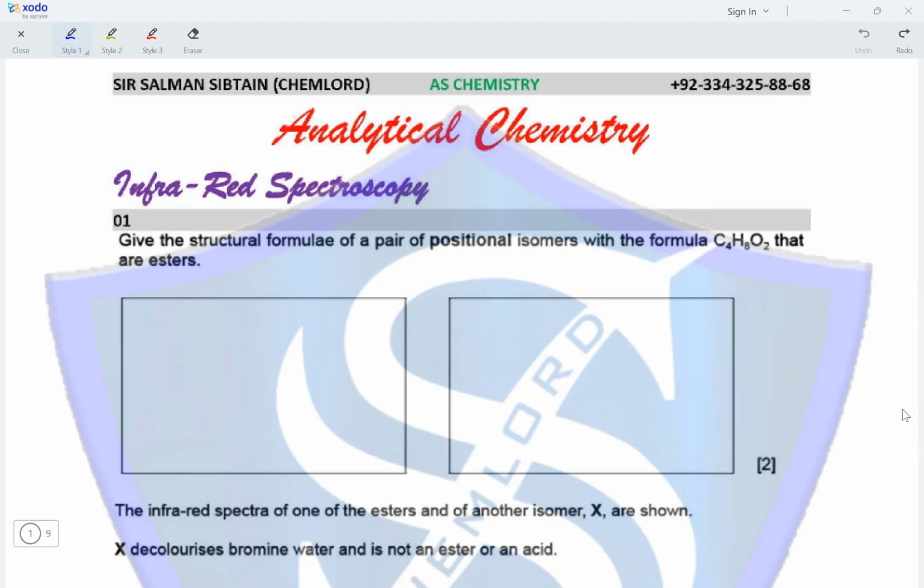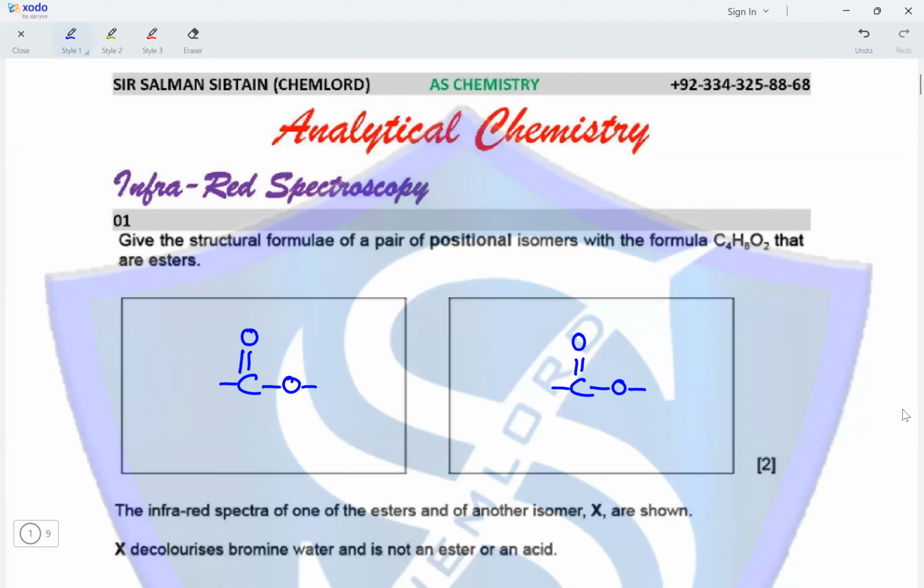Question 1. Give the structural formula of a pair of positional isomers with the formula C4H8O2 that are esters. Because we've got esters, we have the C=O, single bond O group present. So first we make that group. Now that we have made the ester group, we're left with 3 carbon atoms.